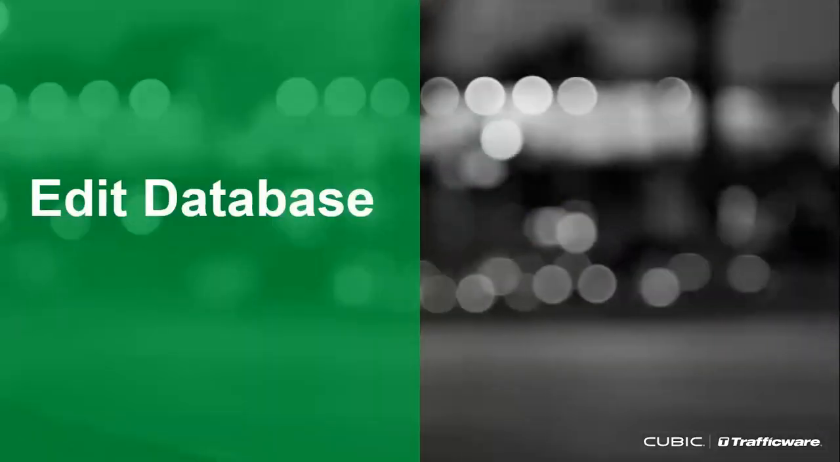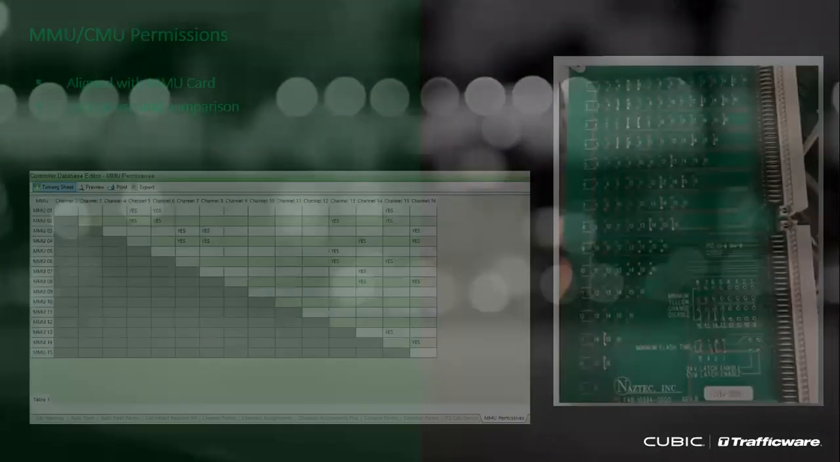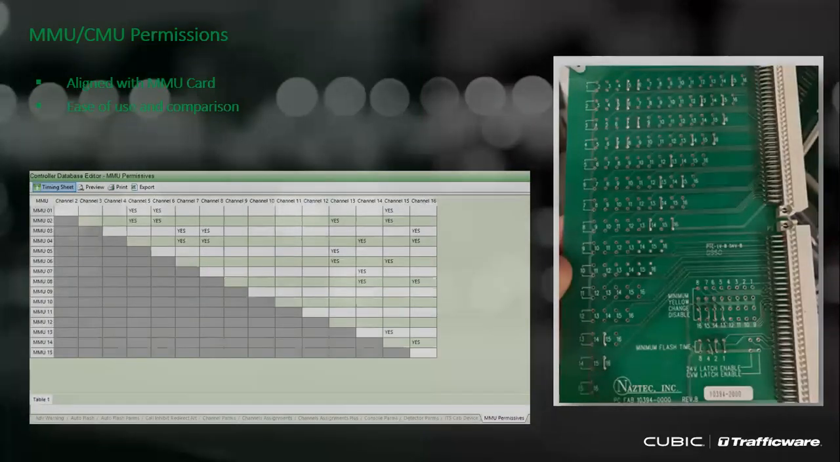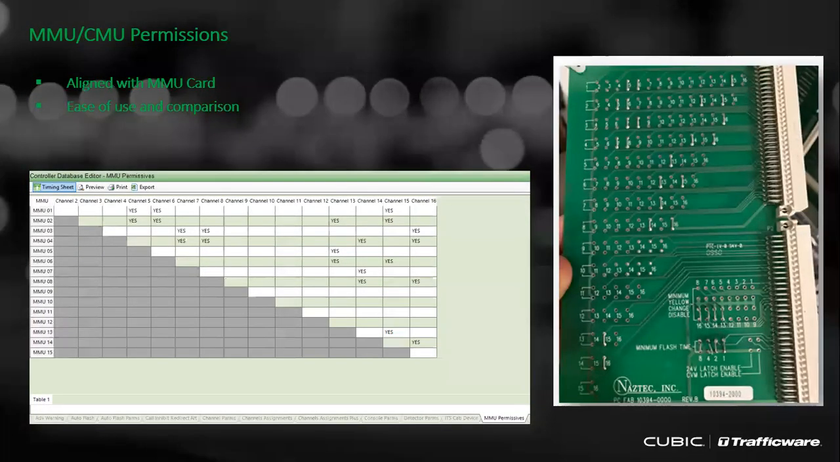What changed in the edit database section of the ATMS? I have the pleasure of announcing that the way you view and program MMU and CMU permissions has changed. Instead of having one very long row of fields where you can check or uncheck permissions, the display is now a triangular matrix, which is aligned with Trafficware's MMU card. That makes it much easier to use and compare how permissions are programmed on different platforms.